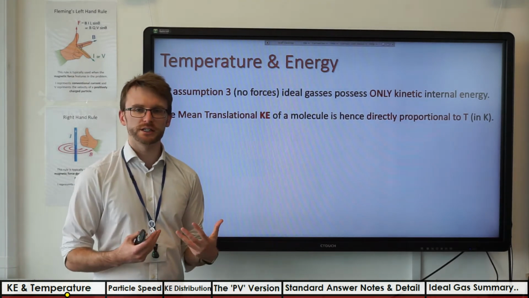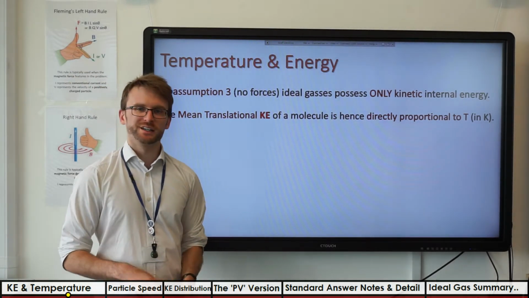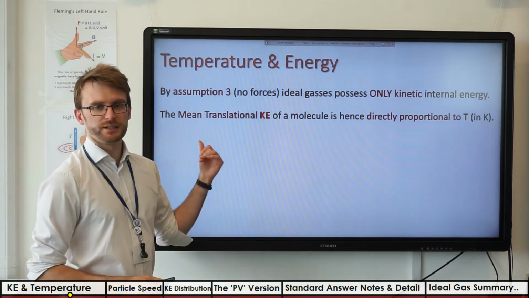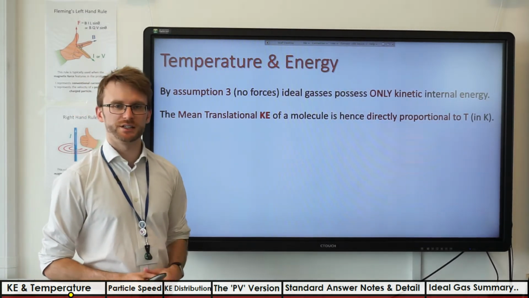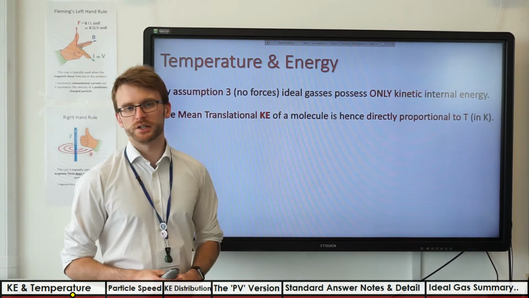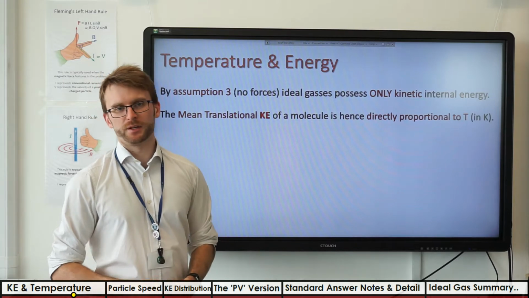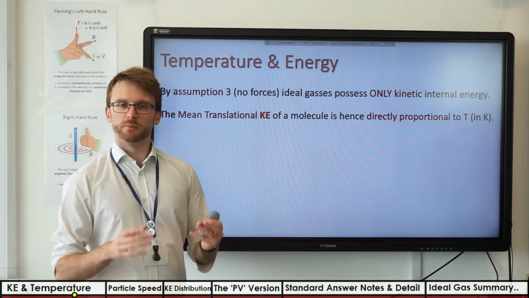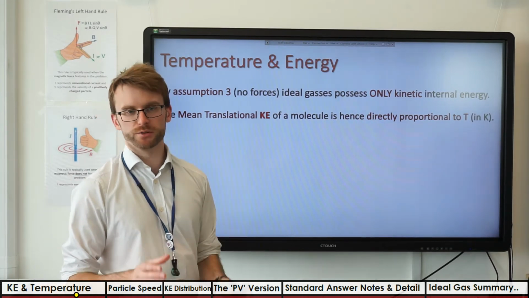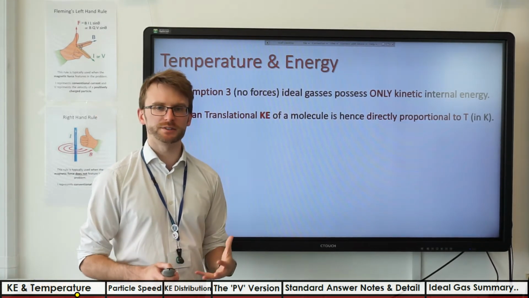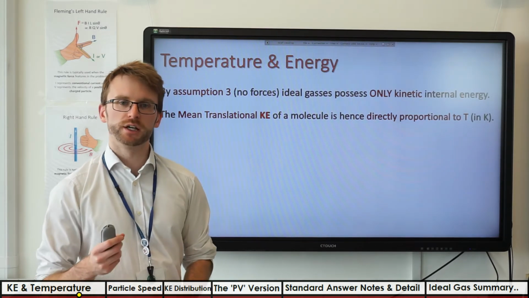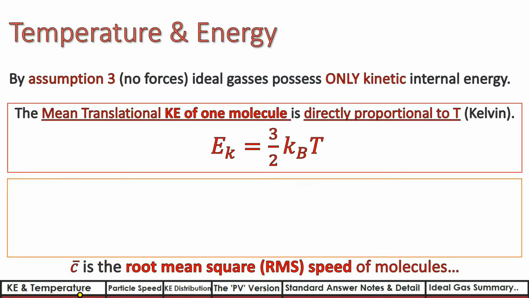That's a very, very posh way of saying the average kinetic energy that a particle has. The technical language to use here is the mean translational kinetic energy, and it's directly proportional to temperature. Higher temperature, more kinetic energy. When we reach absolute zero, remember in the last video, absolute zero is where the kinetic energy goes to zero as well. So it has to be directly proportional. It's a straight line through the origin, provided we use absolute temperature in kelvin.